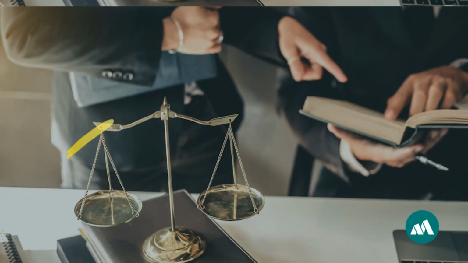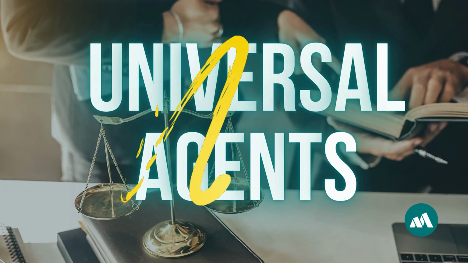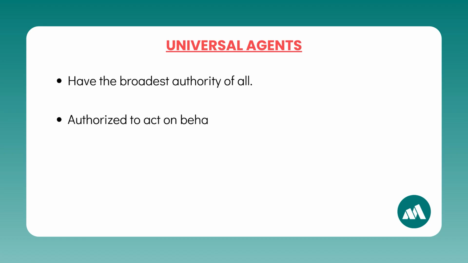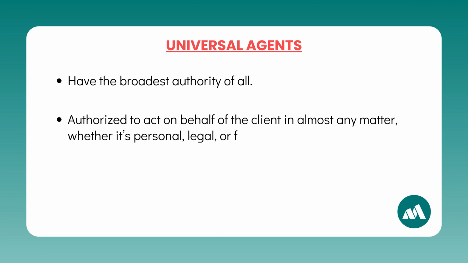Now let's talk about the different types of agents. I'm talking about universal, general, and special agents. Let's begin with universal agents. Universal agents have the broadest authority of all. They're authorized to act on behalf of the client in almost any matter, whether it's personal, legal, or financial.